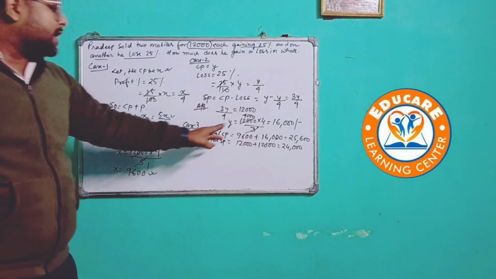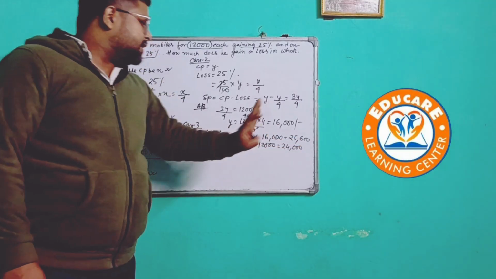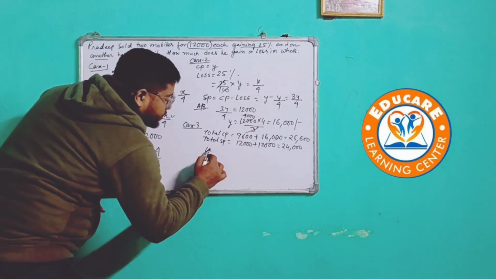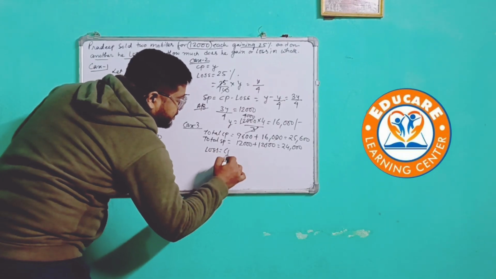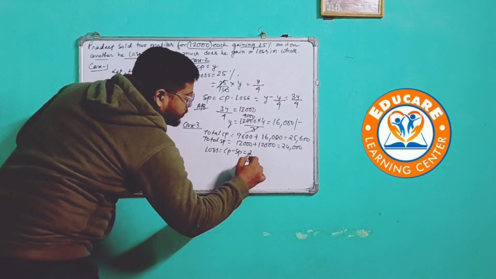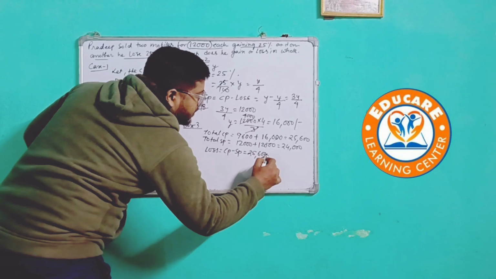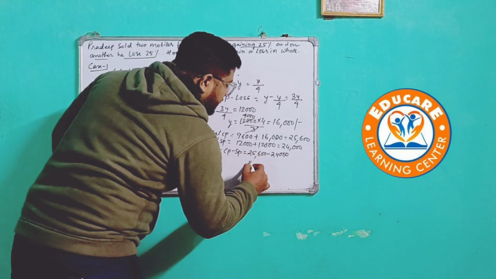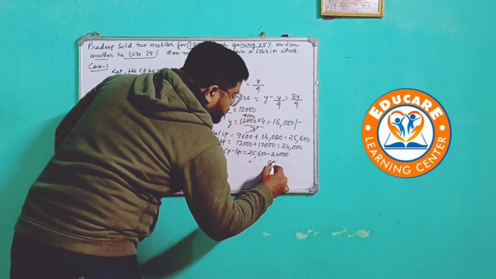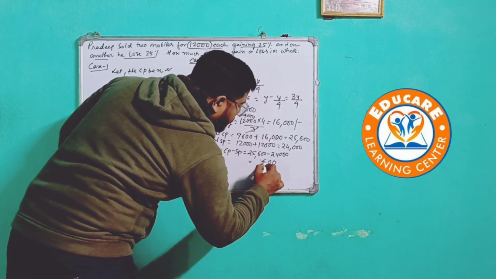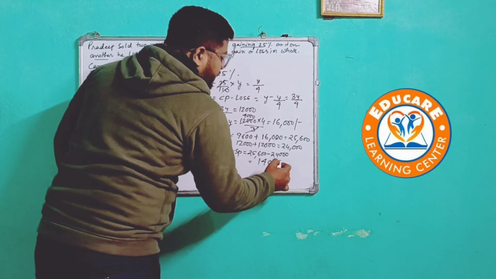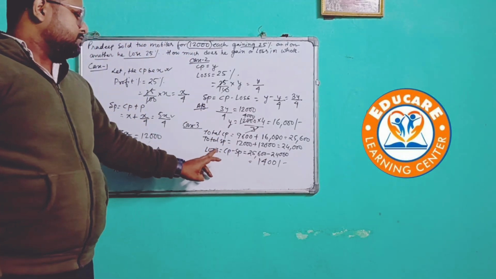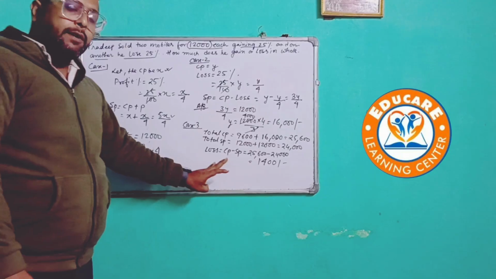Now clearly if we look at this equation, our CP is more than SP. That means they have acquired a loss. What is the loss? The loss is CP minus SP, that is 25,600 minus 24,000. So what will that be? It will be 1,600. 1,600 is our loss. I think this part is clear.